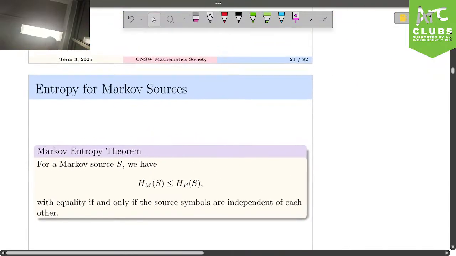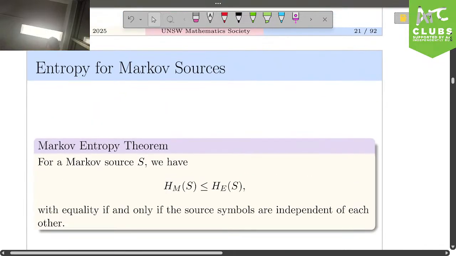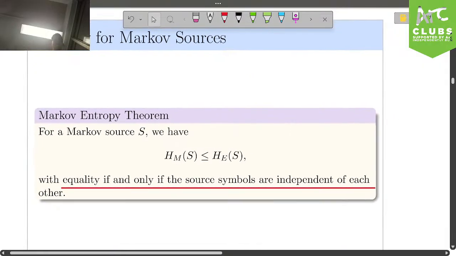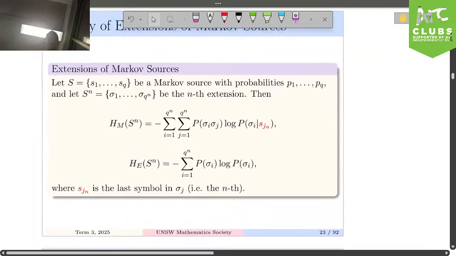Okay, yep. So here it's an actual theorem that tells us that every single time, the Markov entropy will always be lower than the equilibrium entropy, which is quite nice. And also a quite nice result is that equality only holds when each source symbol is independent of the others. Which makes sense, because then there's not much change between the Markov and the equilibrium, really the same at an intuitive level.